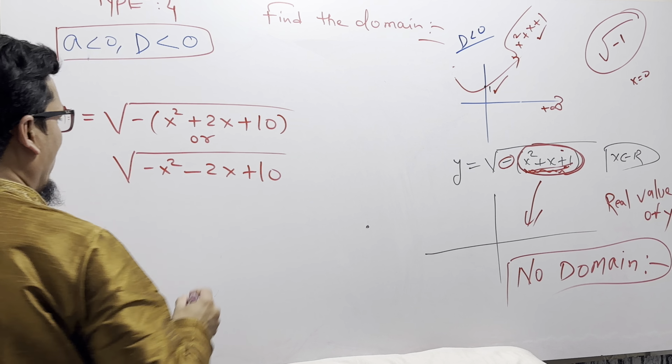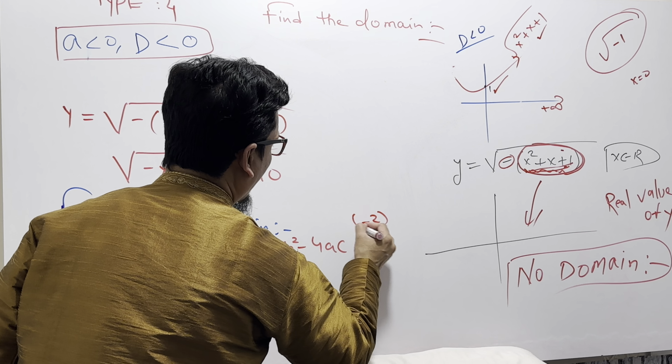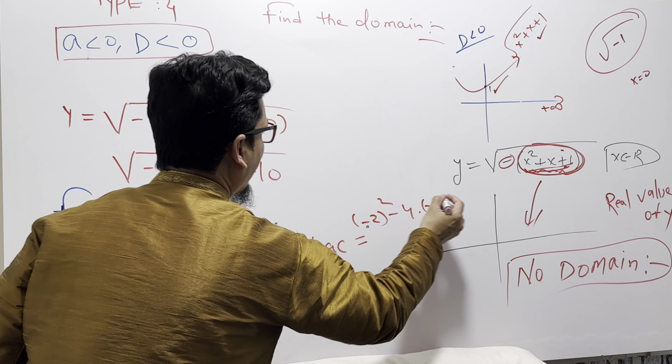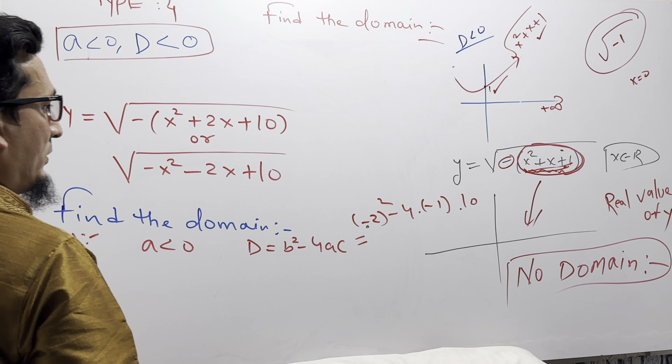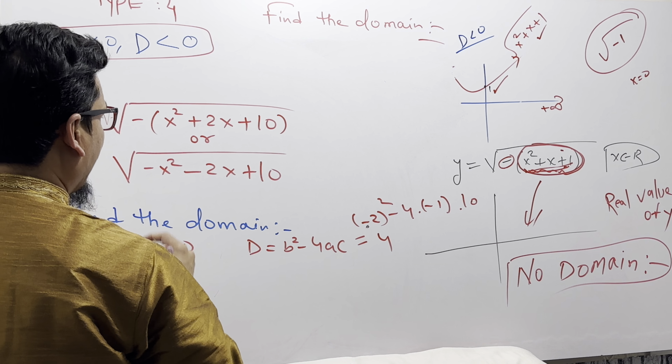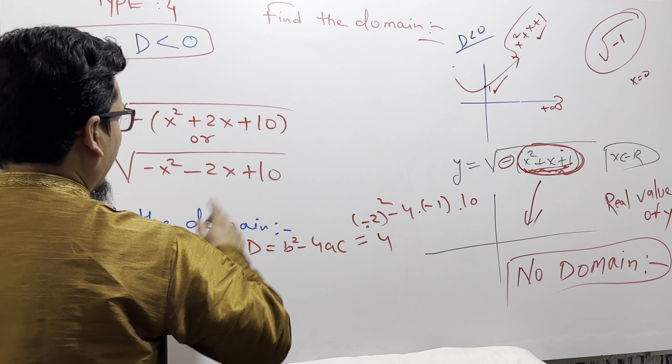Find the domain. So again, you can see here the value of a. A is what? Less than 0 because this is minus 1. And d you can calculate here: b square minus 4ac. b is minus 2, so minus 2 whole square minus 4 into a, which is minus 1, and c is what? 10. Okay, so this is 4. No, you cannot say this is. You can give here minus 10. One minute.